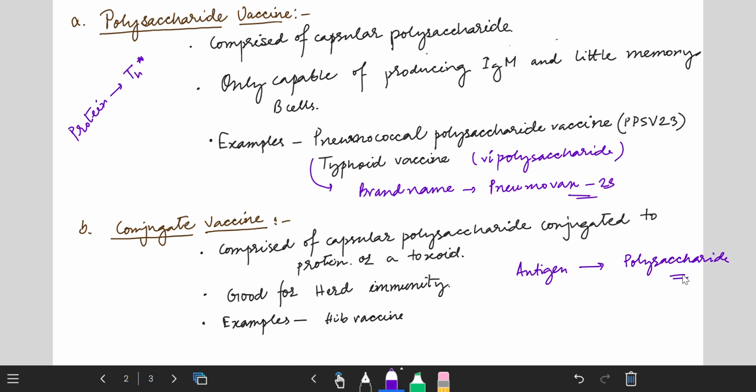Examples, an important example, is the Haemophilus influenzae type B vaccine. Okay, and this type of vaccine is suitable mainly for children, and they actually mediate the cellular response, because conjugate vaccine can activate T helper cells.